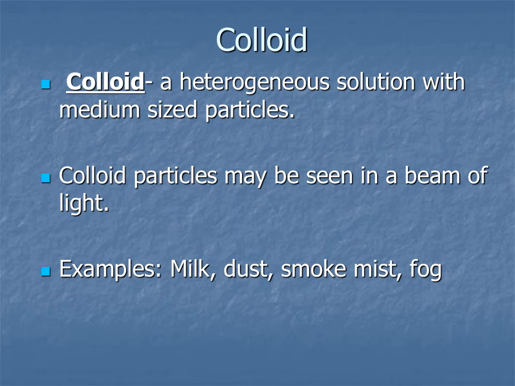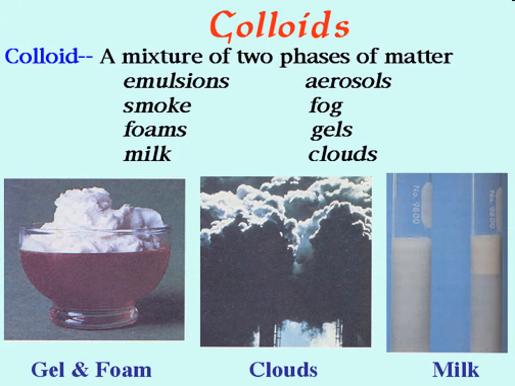All right, last one, a colloid. A colloid is a heterogeneous solution with medium-sized particles. Colloids can be seen in a beam of light. So if you have ever seen sunlight come into a window and you see dust kind of floating in the beams of sunlight, that's a colloid. Fog, smoke, mist. Actually, milk is a colloid too. But the easiest one to understand is most likely the dust. All right, here's again examples of colloids.